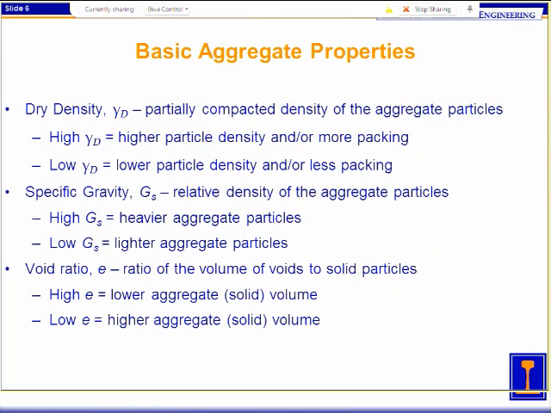Your basic aggregate properties, I know most of you are going to know these, but I'll run through them really quick. You've got your dry density, in this case, partially compacted density of the aggregate particles.